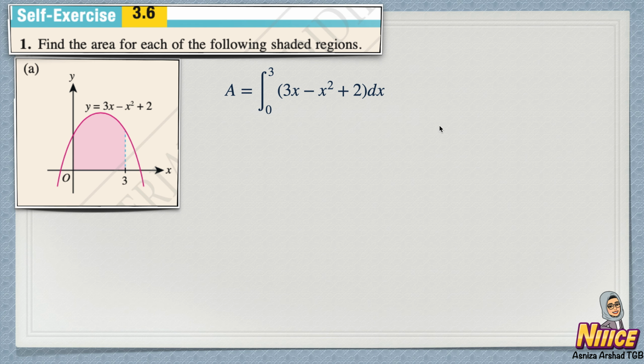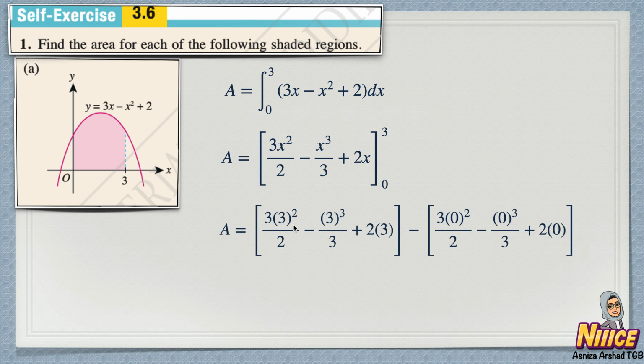Now let's integrate term by term. So we have 3x squared over 2 minus x cubed over 3 plus 2x with limits 0 to 3. Next, we substitute the upper limit 3 into the function minus the substitution of the lower limit 0. So let's calculate. We can find the area of the shaded region as 21 1/2 units squared.